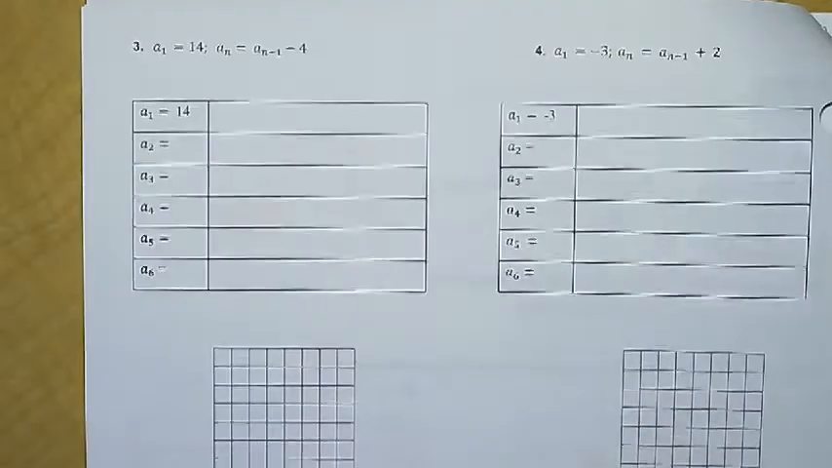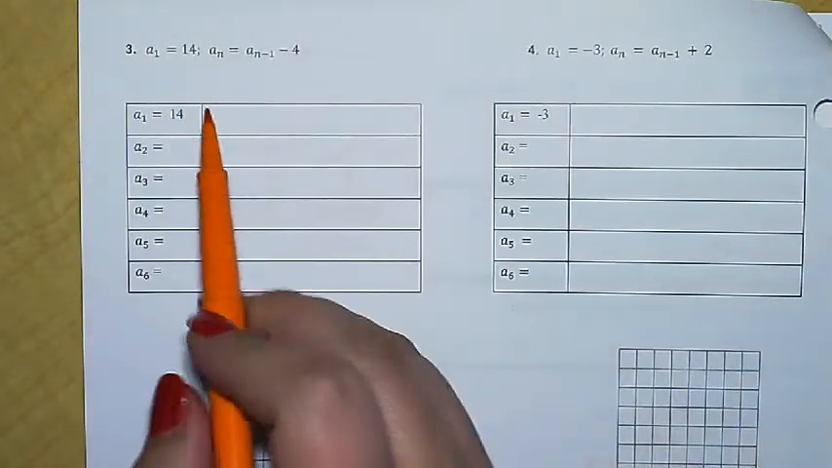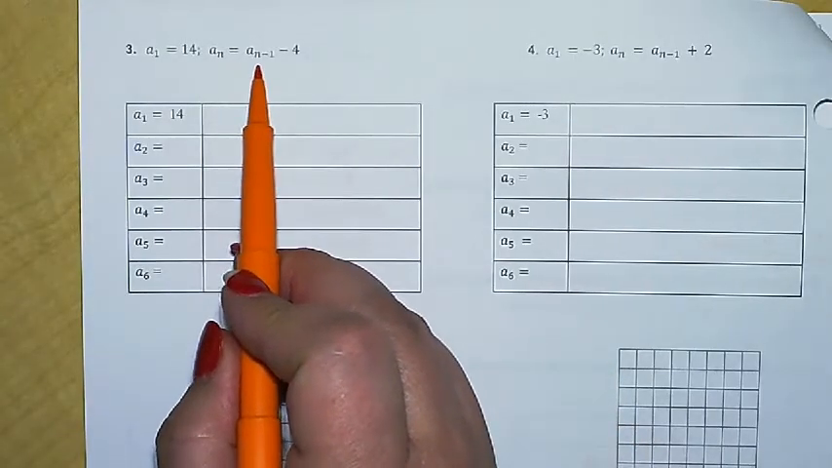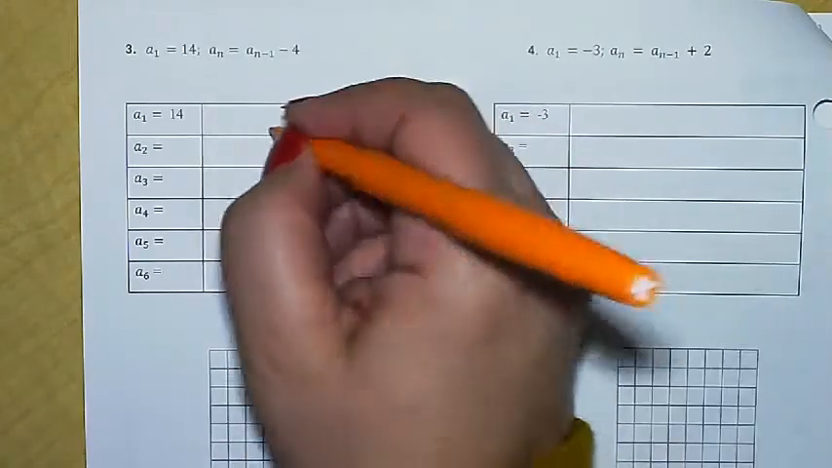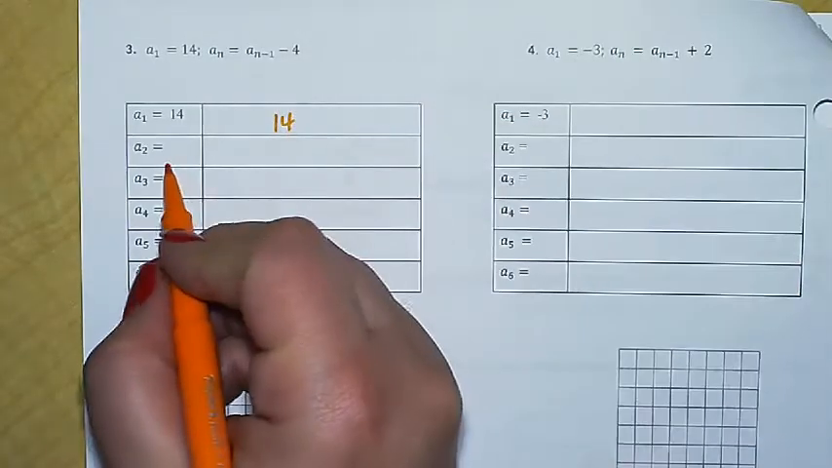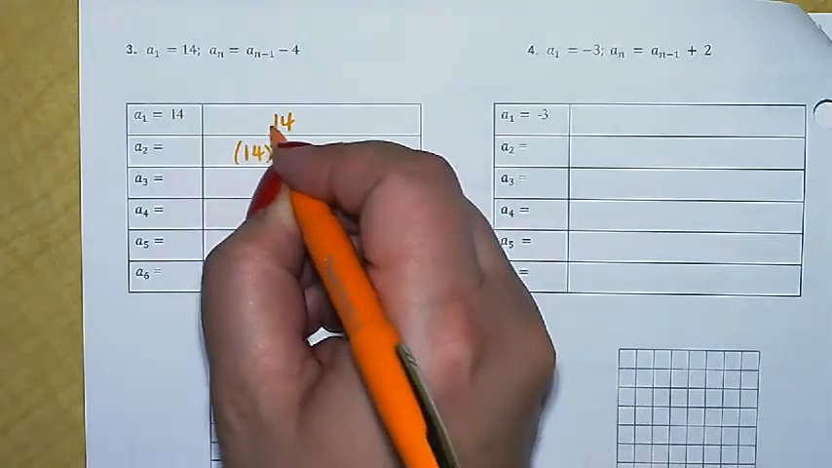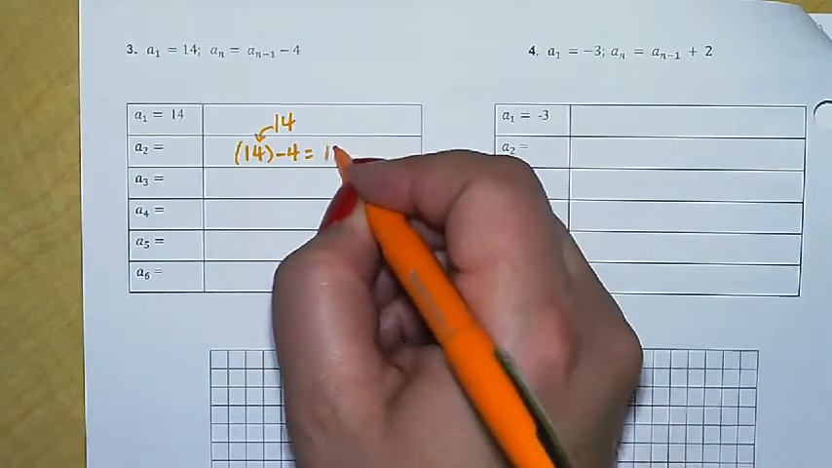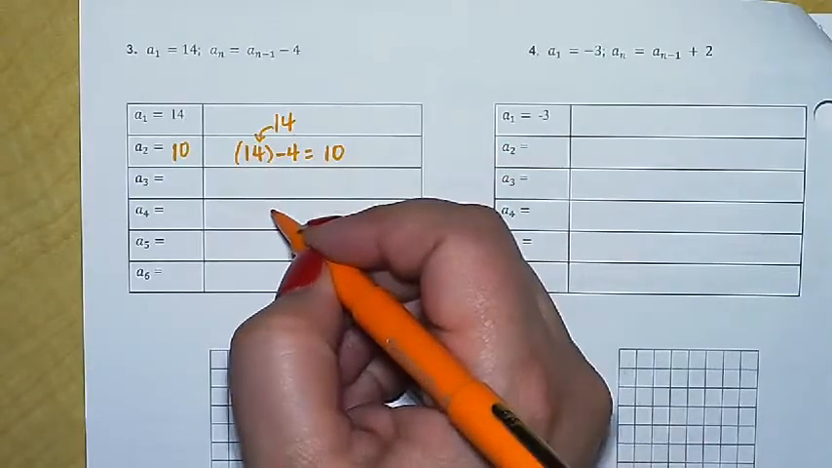Number 3 is an arithmetic version. So if we look here, we're starting on the number 14, and what they're describing for us is that each new term is always just going to be the previous term minus 4. Okay, so if this first term is 14, to get this very next term, all I do is I take that 14, I insert it here, and I take 4 away to find what this new one is. So then I would get 10. So this term would be 10.